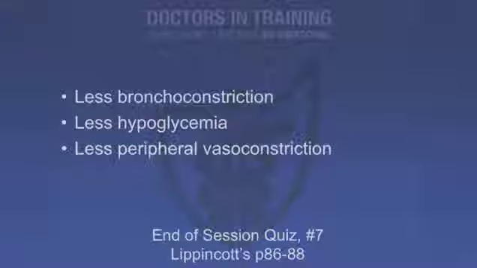Next, what are the major benefits to using a selective beta-1 blocker over a non-selective beta blocker? So remember, the beta-1 blockers are more cardioselective, so they're going to cause less bronchoconstriction, less hypoglycemia, and less peripheral vasoconstriction. Next, choose the best drug for each clinical scenario, and you have your choices there.